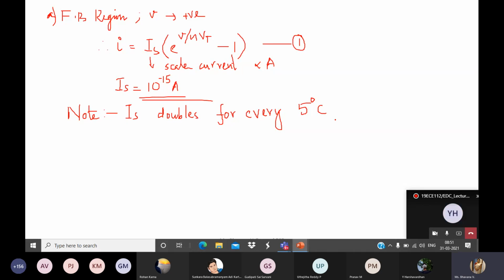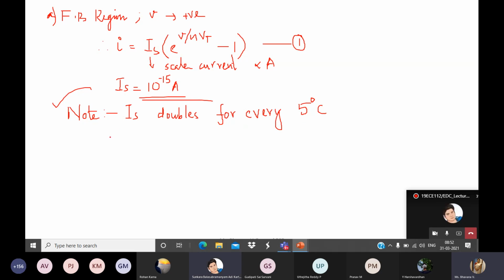Every 5 degrees Celsius rise in temperature. Did you understand? This point is very important. IS is temperature dependent. IS is called the saturation current, and it is also known as the scale current. Why? Because it is directly proportional to the area of cross section. IS, the saturation current, is temperature dependent, and in the forward bias region IS doubles for every 5 degrees Celsius rise in temperature.